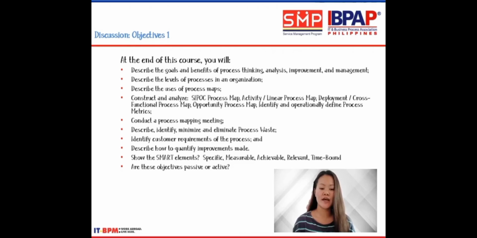Describe, identify, minimize, and eliminate process waste. And identify customer requirements of the process. And describe how to quantify improvements made. Show the SMART elements: specific, measurable, achievable, relevant, and time-bound. And last, are these objectives passive or active?